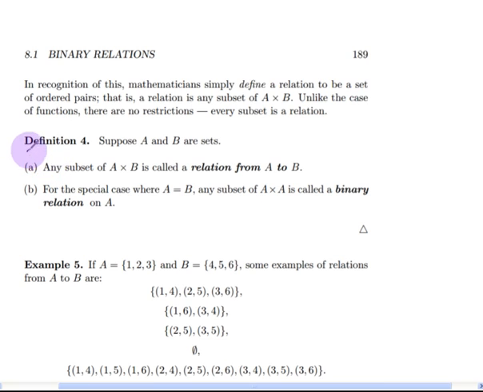So this motivates us to make a more general definition. Suppose A and B are sets. Any subset of A cross B is called a relation from A to B. So any set of ordered pairs, first entries from A, second entries from B, that's called a relation. Okay. In this special case where the first and the second set are the same, we call this a binary relation. Binary because it's basically relating two elements from the same set.